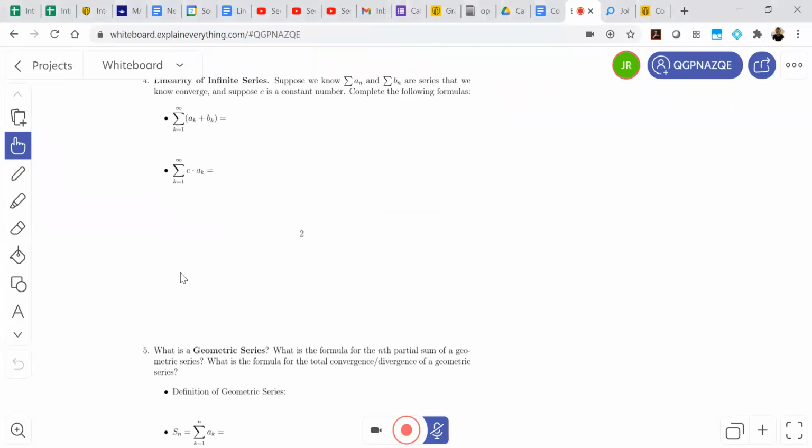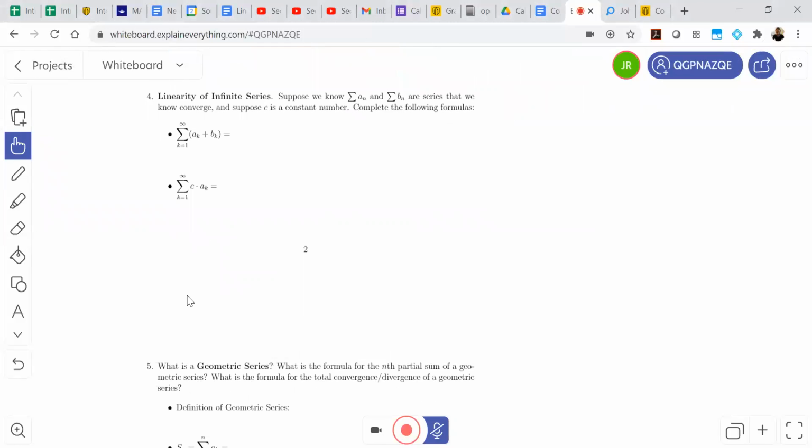We're going to start right away by introducing a property of these things, a formal property of these things, as well as a type of sequence that we can tell converges. First, let's start with the property. The property that I want to talk about is so-called linearity. So the linearity of infinite series.